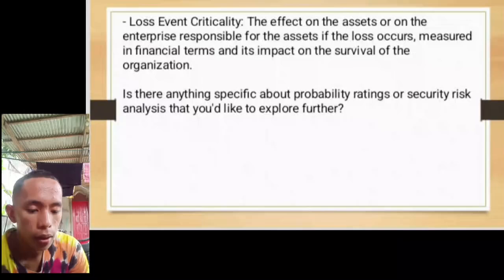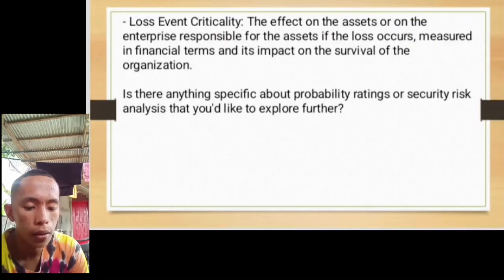Loss event criticality, the effect on the asset or on the enterprise responsible for the asset. It is the loss that occurs, measured in financial terms and its impact on the survival of the organization.